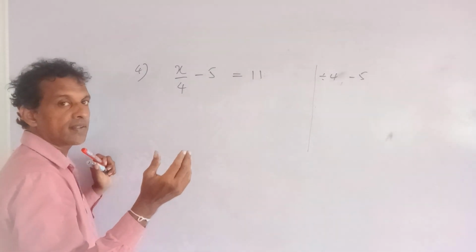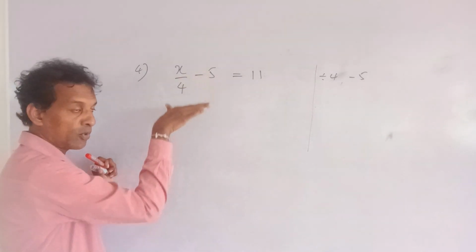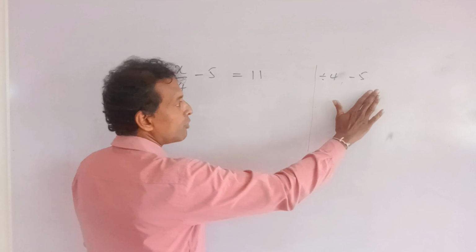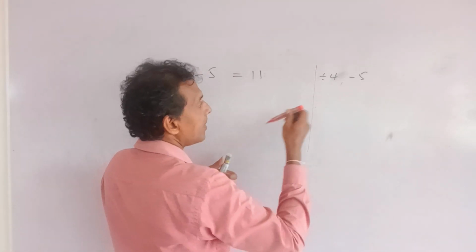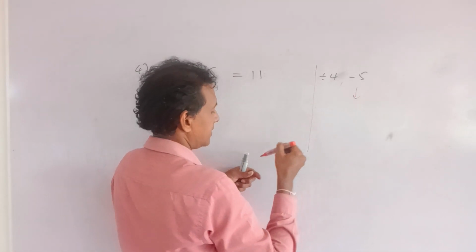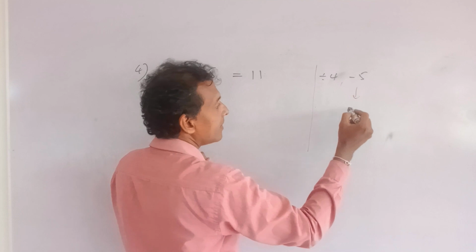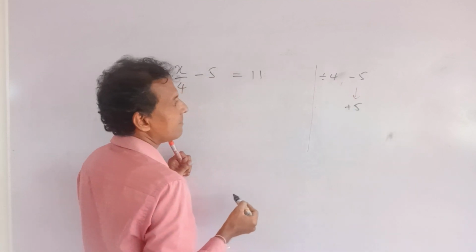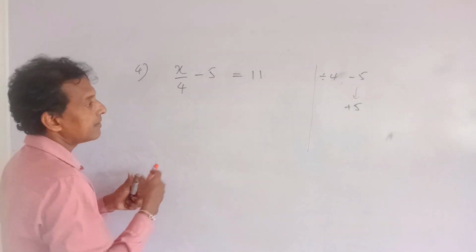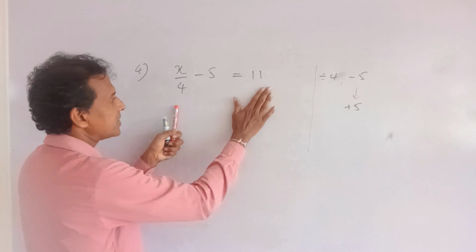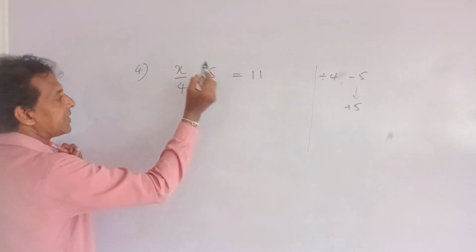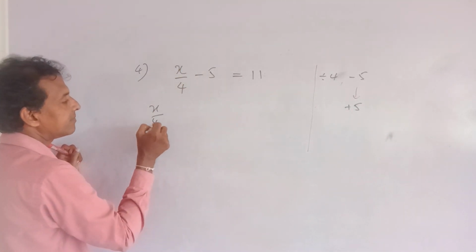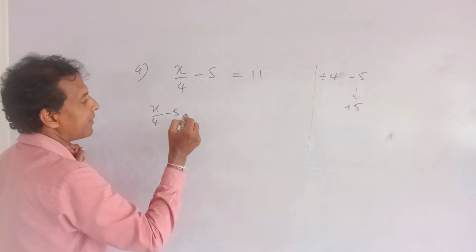So now move on to the inverse operation, the solving process. Start with the last operation we had. Minus 5, the inverse operation we know: plus 5. And then add 5 to both sides. First you write the same thing on the left hand side. Add 5 to both sides.